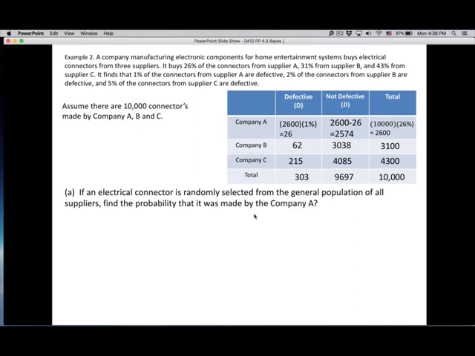Okay, now we're going to answer the questions here. If an electrical connector is randomly selected from the general population of all suppliers, find the probability that it was made by company A. Okay, so we are looking for P of A. So made by company A will be 2,600, out of the total number of connectors, which is 10,000. Okay, so that will be 0.26.